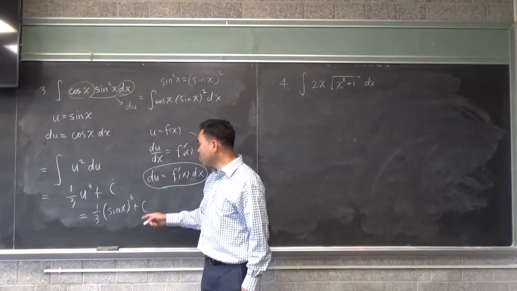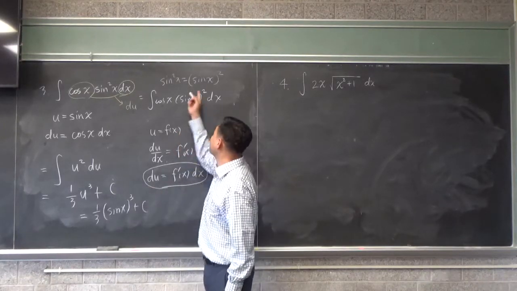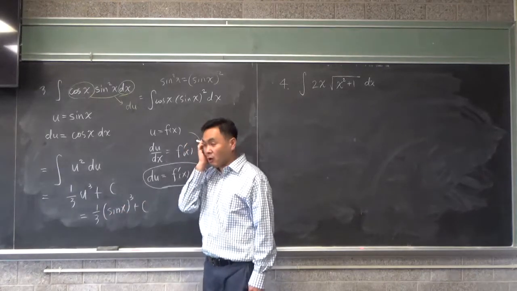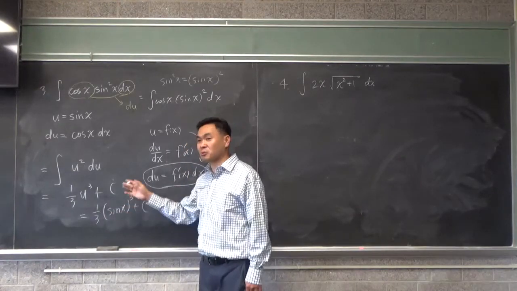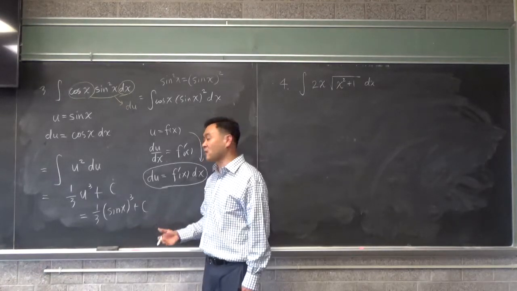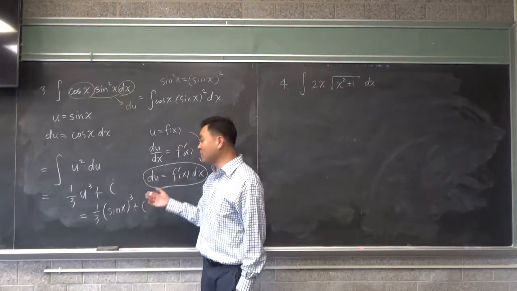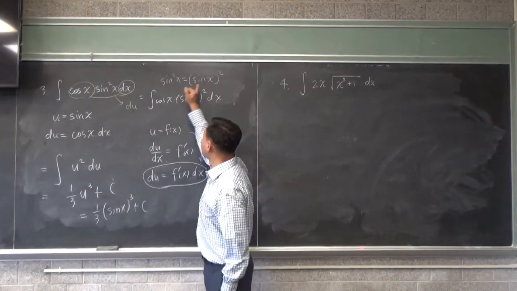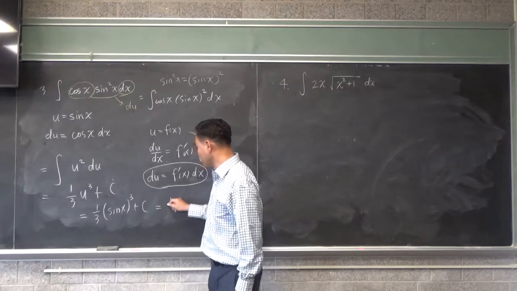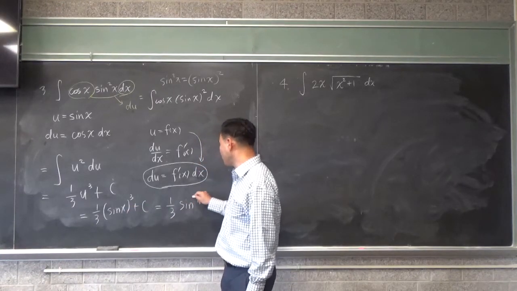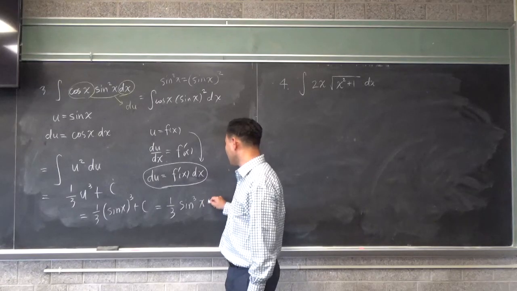And by the way, you should also write this answer in this format. So the trig functions often end up having a cube or some other power. And mathematicians at some point got tired of writing so many parentheses, so they made a shorthand so that if you put 3 here, that's what that means. Okay, so this is equivalent to saying 1/3 of sine cubed x plus c.